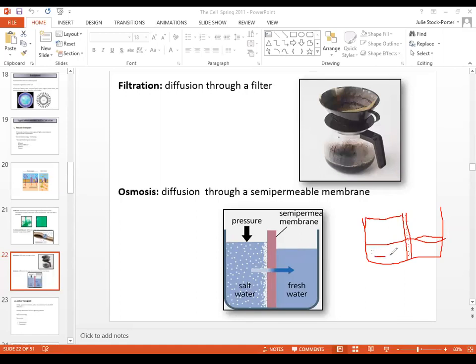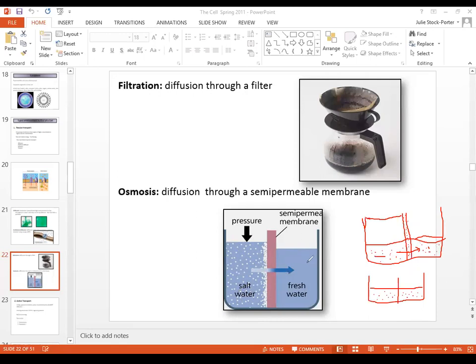Now, if I dump a bunch of salt or some sugar or something in here, what is going to happen to that? Well, eventually it's going to move this way until both sides have the same amount, right? So the end result would look something like this. It looks something like that. It's going to be even. So it's movement from a region of high concentration to a region of low.